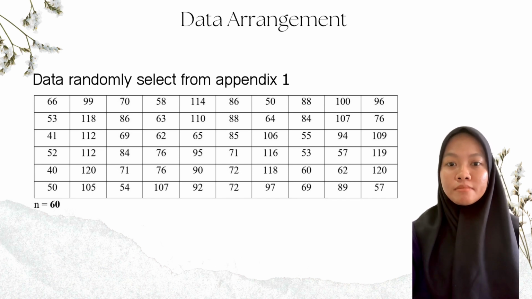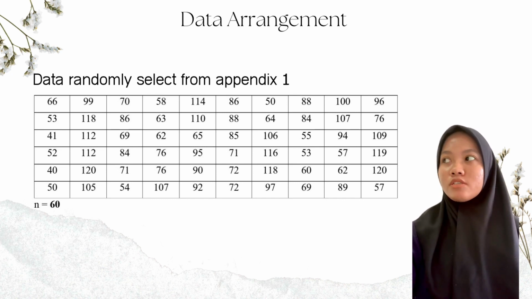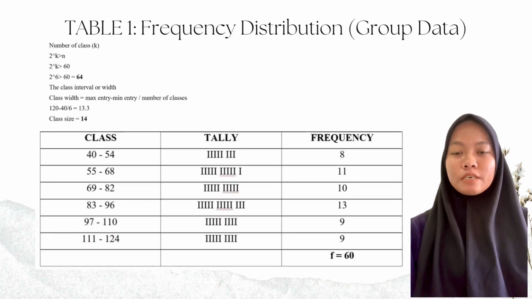I will present part A, which is data arrangement and measure of central tendency. The data is randomly selected from appendix 1. We have chosen 60 samples, which is n equal to 60. Table 1 shows the frequency distribution.